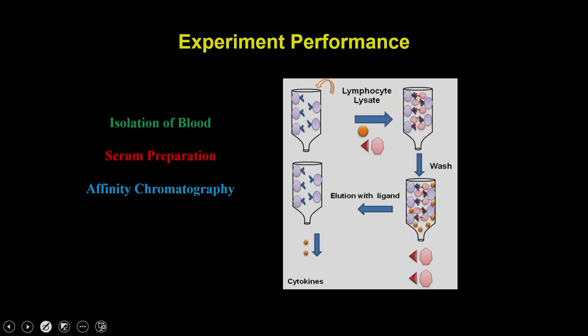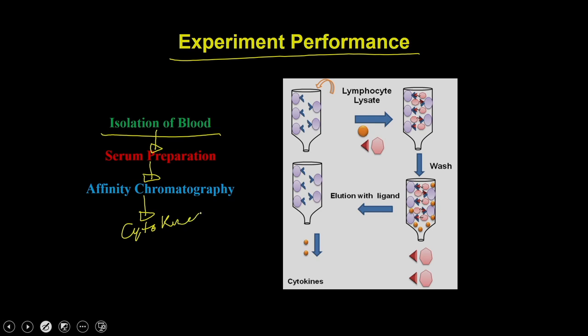If you want to perform this experiment, the first thing you have to do is isolate the blood of that particular patient. Then from there, you first prepare the serum. I think we have already discussed how to prepare the serum from the blood. Then you have to do affinity chromatography to identify the cytokines. So that is going to give you the cytokines. And once you have these cytokines purified from the serum, you can identify or measure the individual cytokines with the help of ELISA.